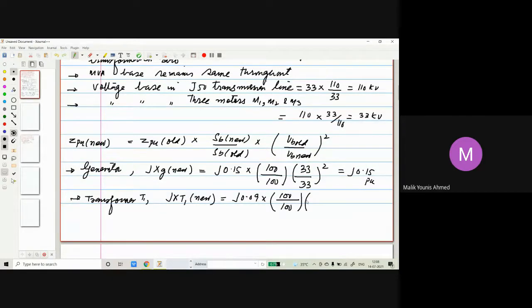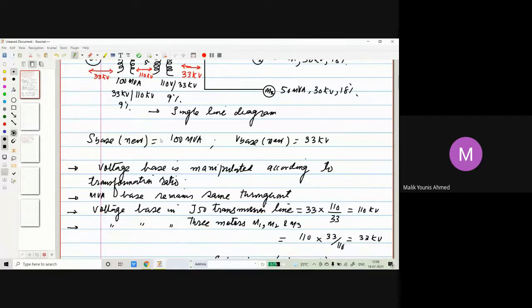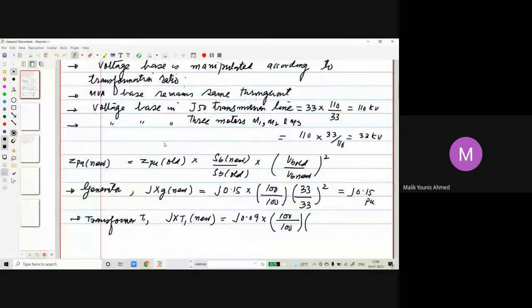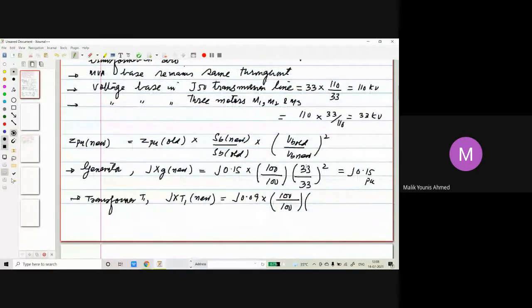multiplied by, what is V base old for this transformer T1? V base old. You can take either side. Either you can take primary side, then you have to take the same base value on the primary side. If you will take the secondary side, then you have to take the same base value on the secondary side. We'll do by both methods. So if I take the primary side, that will be the generator side, 33 kV. But the base value on the generator side is also 33 kV, so whole square. It will be J 0.09 per unit.